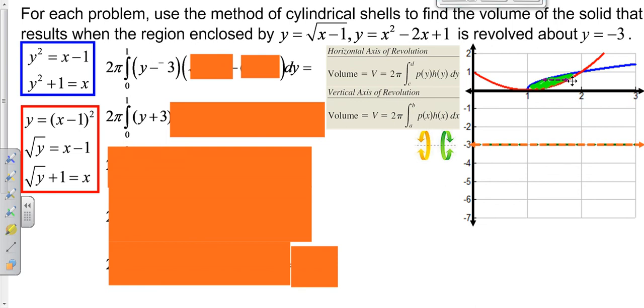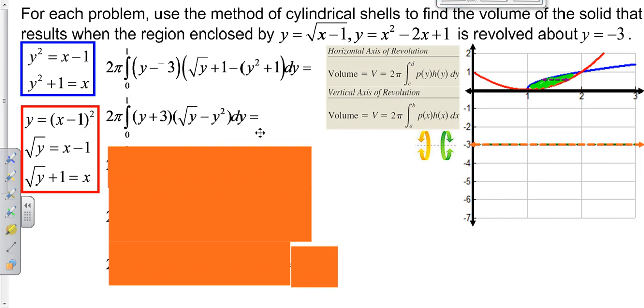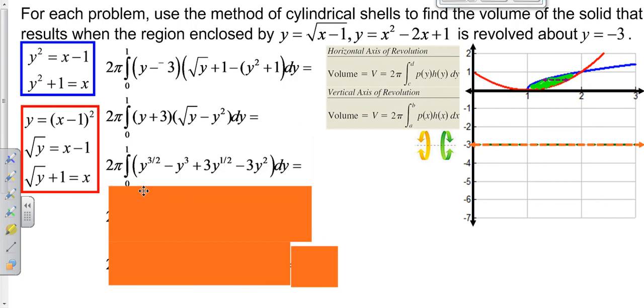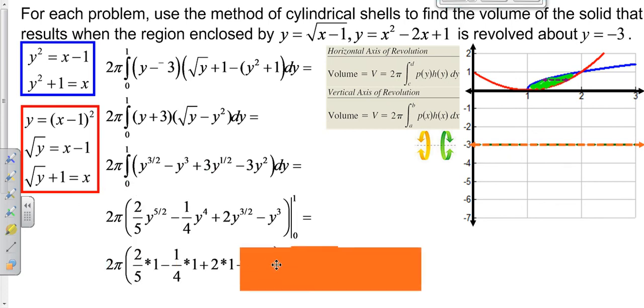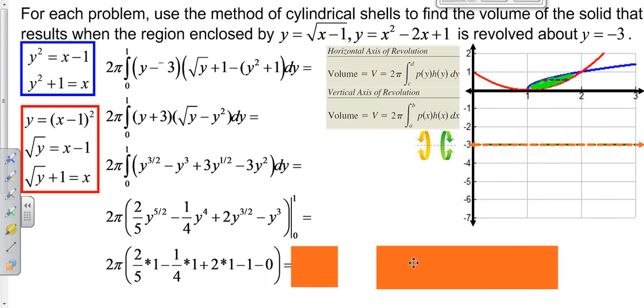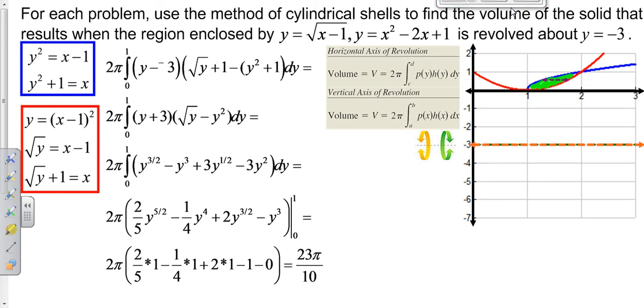So we take what's on the right, which is red. In red we have this right here, minus what's on the left, which is in blue, and that's right here. So we have what's on the right minus what's on the left. That does simplify a little bit. You'll notice the 1's drop. Then to be able to finish working this out, you just have to FOIL that out, and then you could go ahead and integrate by increasing your exponents by 1, then plug in 1 minus what you get when you plug in 0, which doesn't change it, and we end up with 23 pi over 10.